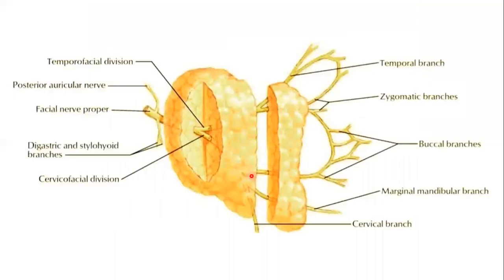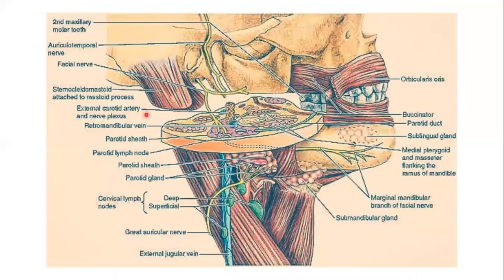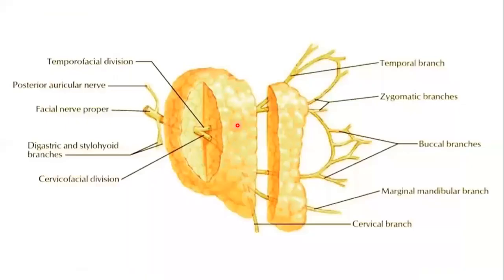So again, now see this picture. This is the parotid plexus of the facial nerve within the substance of the gland. You can see this is the facial nerve. Of course, where does the facial nerve emerge from? It emerges from the stylomastoid foramen. Here it is. This is the facial nerve emerging from the stylomastoid foramen, and here it goes into the substance of the parotid gland and divides into branches.